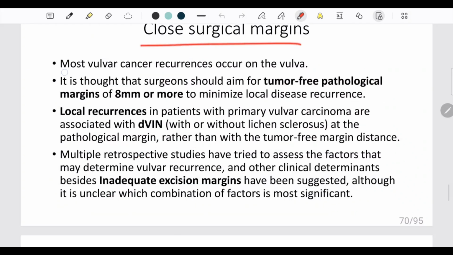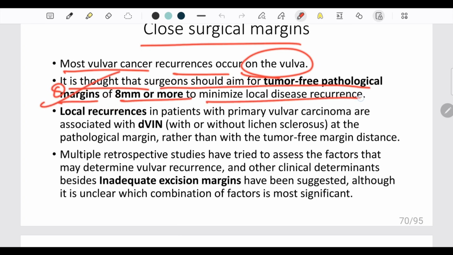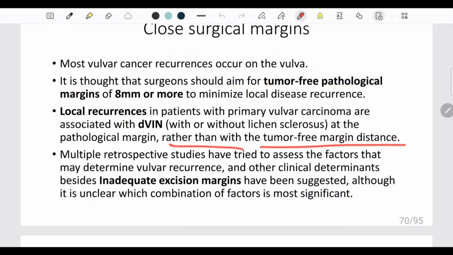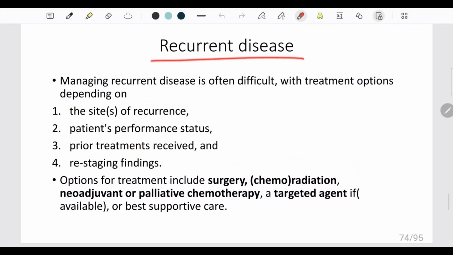Closed surgical margin. Most CA vulva recurrences occur on the vulva. It is thought that surgeons should aim for a tumor-free pathological margin of 8 mm or more to minimize local disease recurrence. Local recurrence in patients with primary vulvar carcinoma is associated with DVAN at the pathological margin rather than the tumor-free margin distance. Recurrent disease.